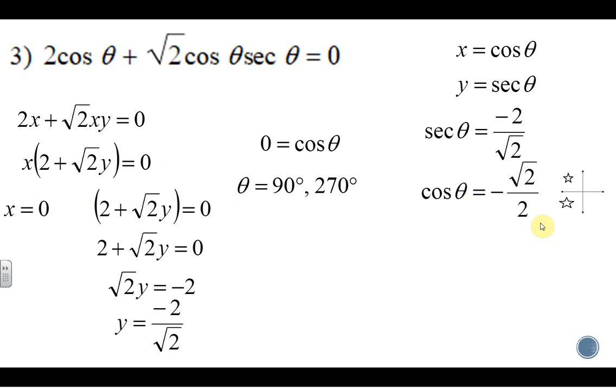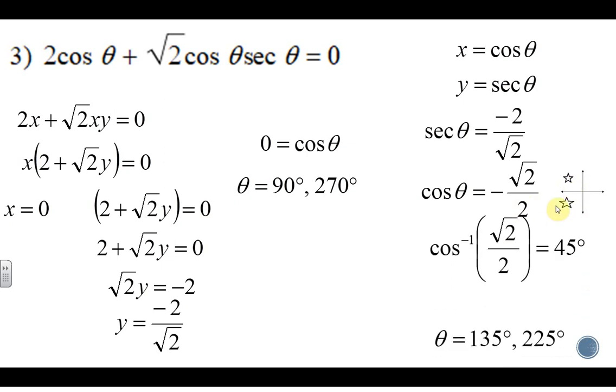So where is secant negative? Secant is the reciprocal of cosine, so where's cosine negative? At the S and the T, people. So that would be quadrants 3 and 4. So again, plug in the positive answer. Always the positive. You get 45 popping out.